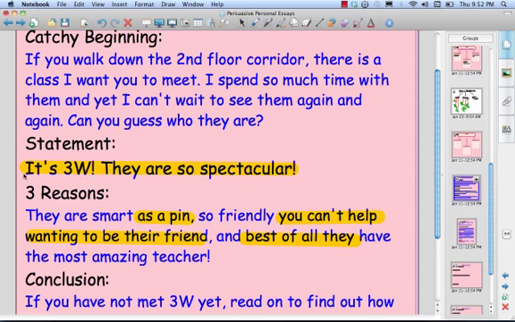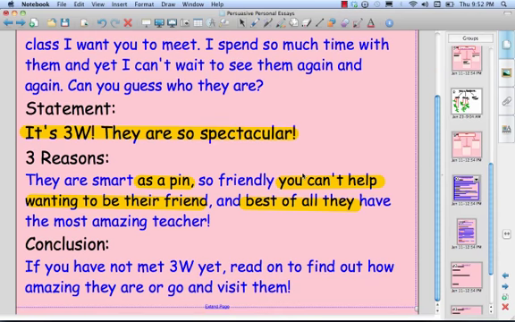Some of you have just stated what it was. If it's about a car, you've just said it's a car, or if it's a dog, you've just said it's a dog. I would also like you to tell me how you feel about them. It is very important that you do that. I think that 3W are spectacular, so I've added that in as a full sentence. Let's go on to the 3 reasons.